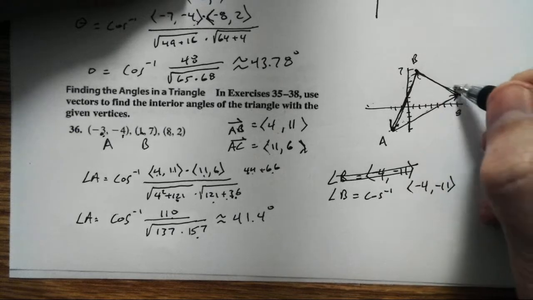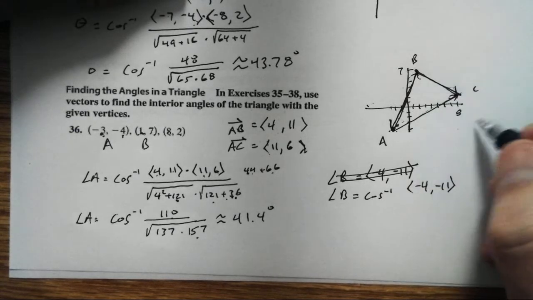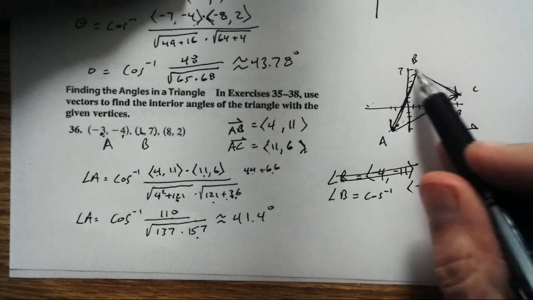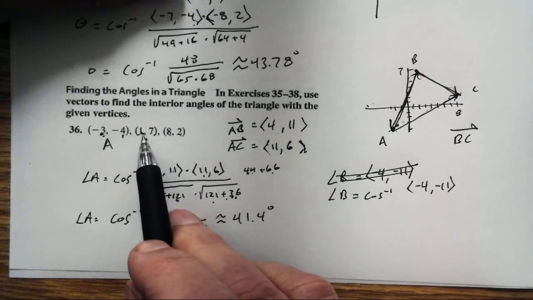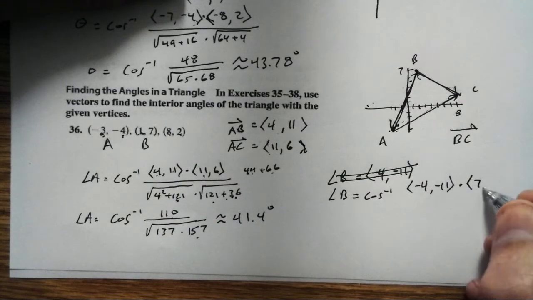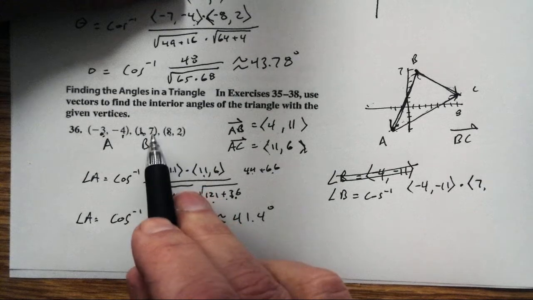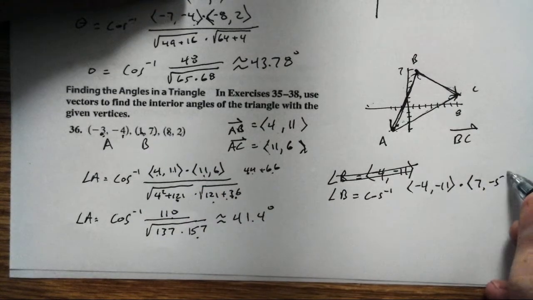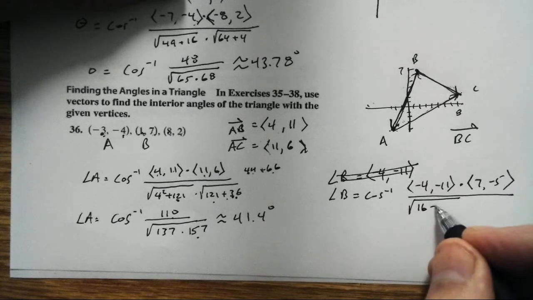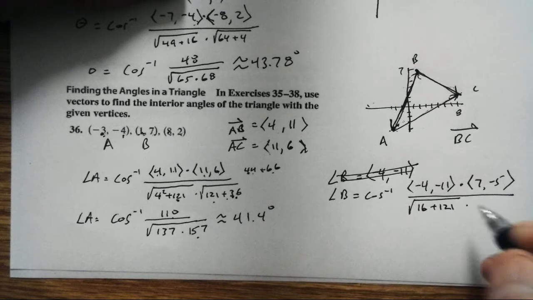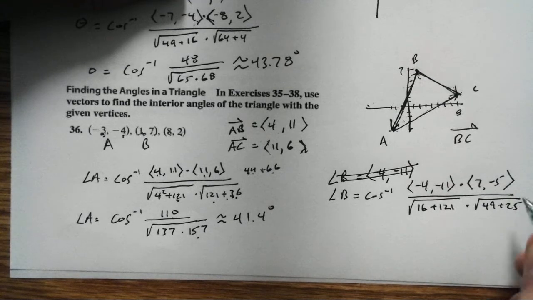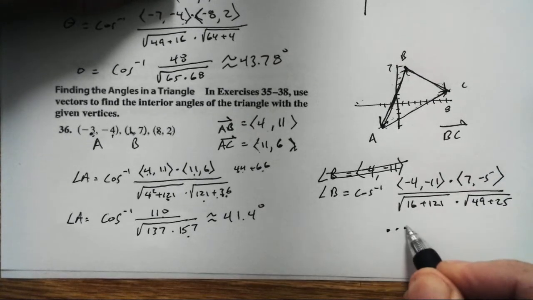Now we need B to C. Let's see, vector from B to C. From B to C, the x's increased 7, so dot 7. The y's decreased 5, negative 5, all over the square root of 16 plus 121 times the square root of 49 plus 25. At this stage, I'm going to dot, dot, dot.